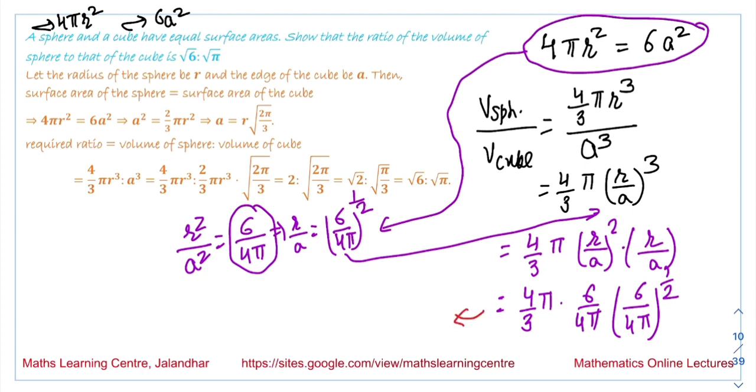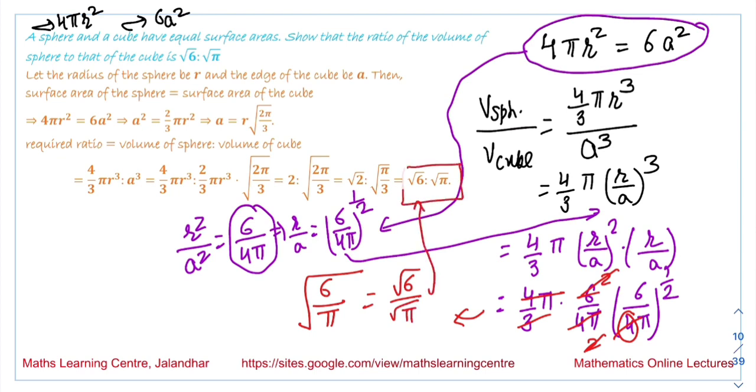So on solving this, 4 pi and 4 pi get cancelled. We are left with 2 over here. So for the ratio we are getting, 4 is there, and the square root of 4, which is 2, comes out. This 2 also gets cancelled. So we are left with 6 over pi under the square root, that is equal to root 6 by root pi. So the answer we are obtaining is that the ratio is root 6 is to root pi.